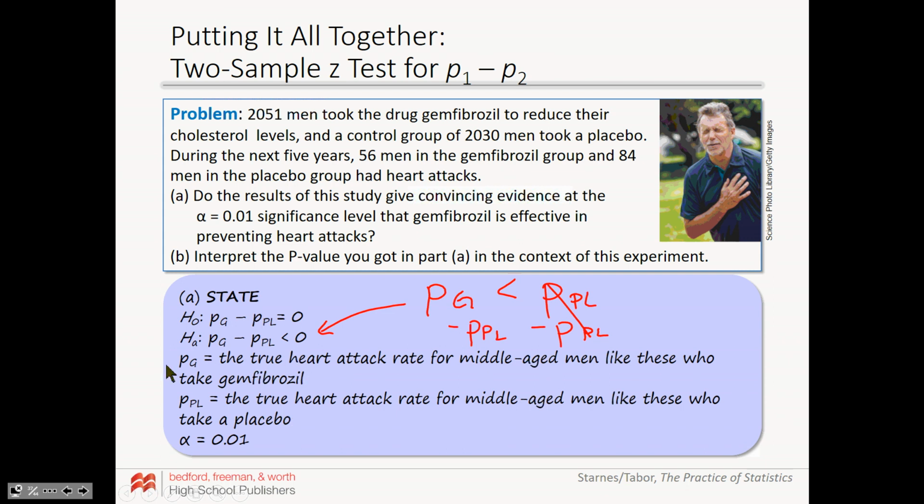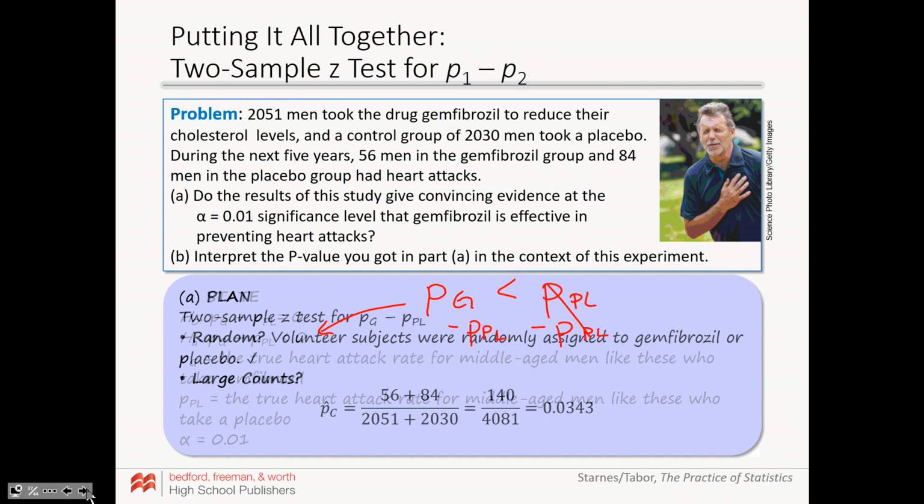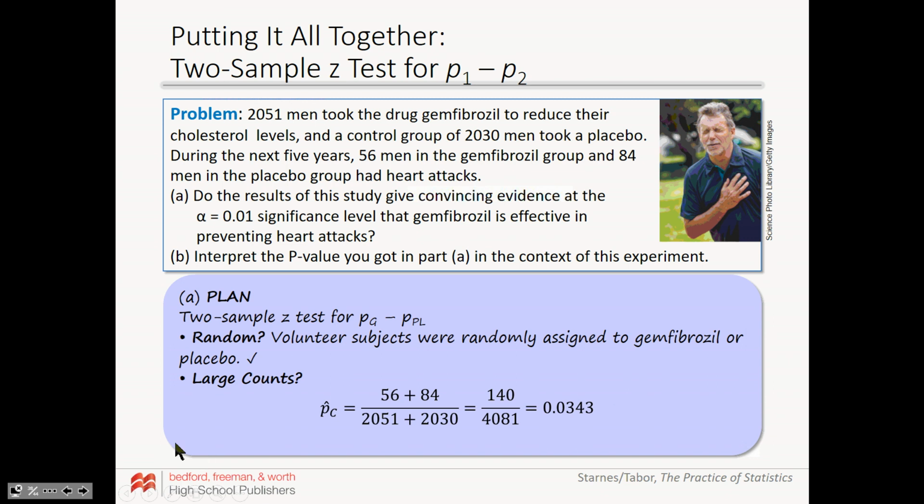And notice when we define our population parameters, we're specifying that we're talking about the population: the true proportion of heart attacks, or the true heart attack rate, or proportion of people who have heart attacks for all middle-aged men, right? All right, now, what type of test are you going to do? You need to make sure you name your test. This is a two-sample Z-test for the difference in proportions.